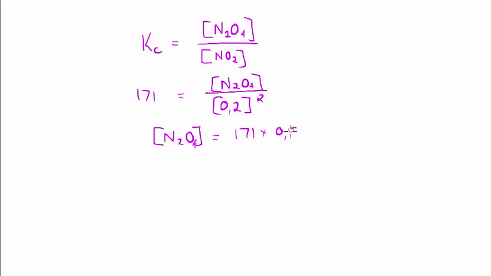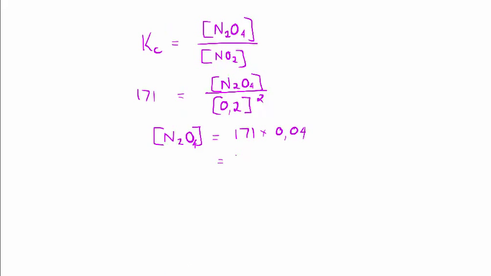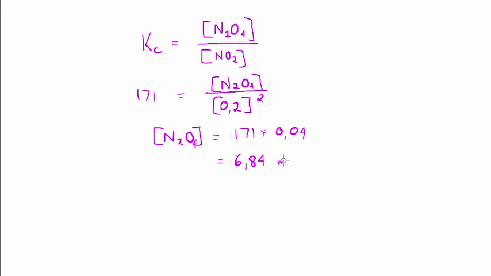171 times 0.04, 70.84. That doesn't look right. 171 times 0.04, 6.84. 6.84 mole per cubic decimeter. Okay, so that's the concentration of N2O4, and that's not what they're asking.